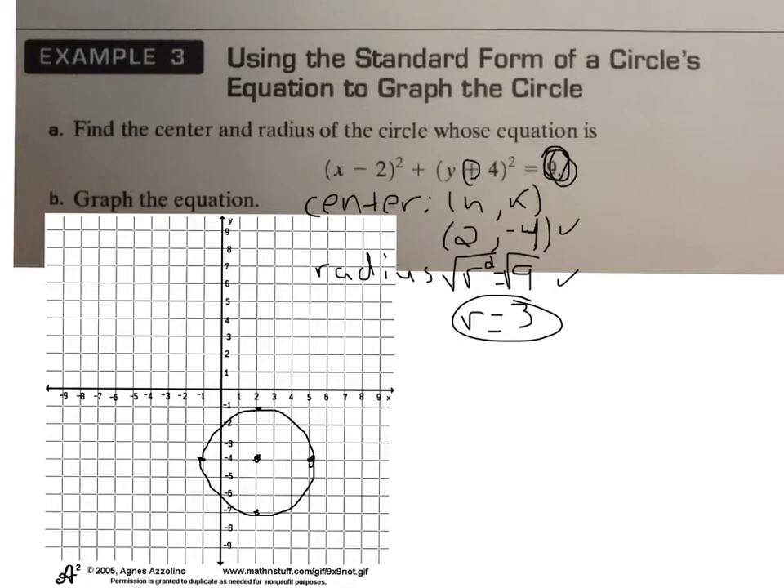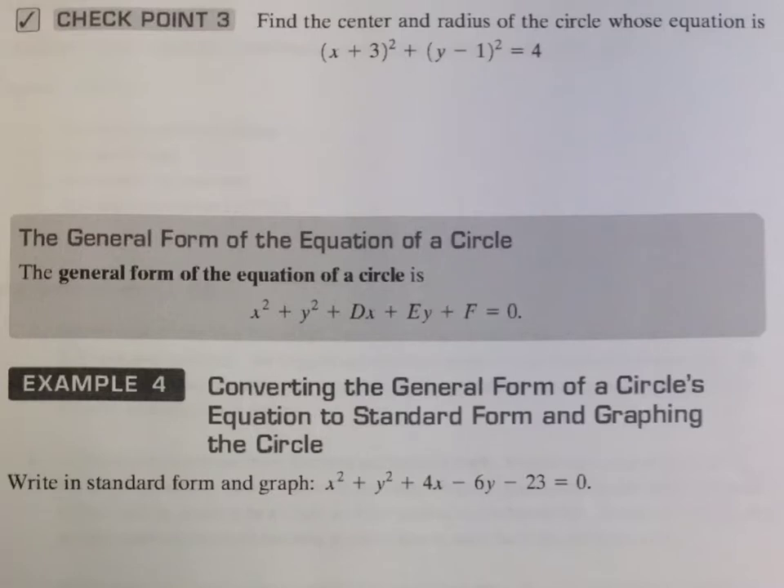So let's try Checkpoint 3. In Checkpoint 3, you don't have to graph it. You just have to find the center and the radius, because I didn't leave enough room for a graph, so I'm not going to make you graph it. Go ahead, pause, try it. When you come back, I'll give you the answer. So for the center you get (−3, 1), and for the radius r, you get 2.